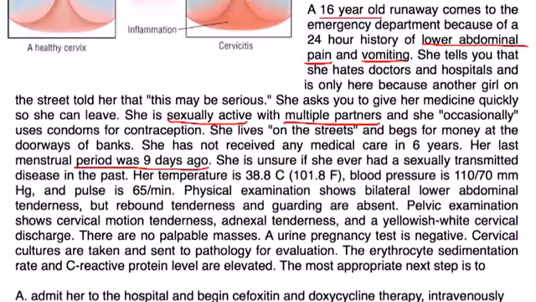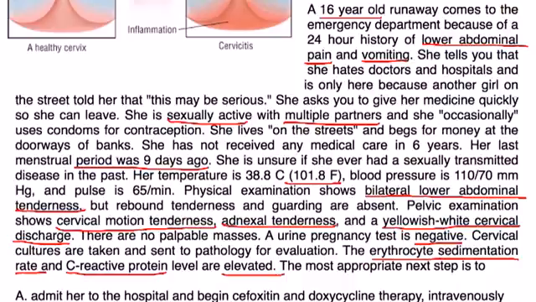Her temperature is 101, blood pressure is 110/70, pulse is 65. Physical exam shows bilateral lower abdominal tenderness, but rebound tenderness and guarding are absent. Physical exam shows cervical motion tenderness, adnexal tenderness, and yellow-white cervical discharge. There are no palpable masses. Urine pregnancy test is negative. Cervical cultures are taken and sent to pathology. The erythrocyte sedimentation rate and C-reactive protein are elevated. The most appropriate next step is.